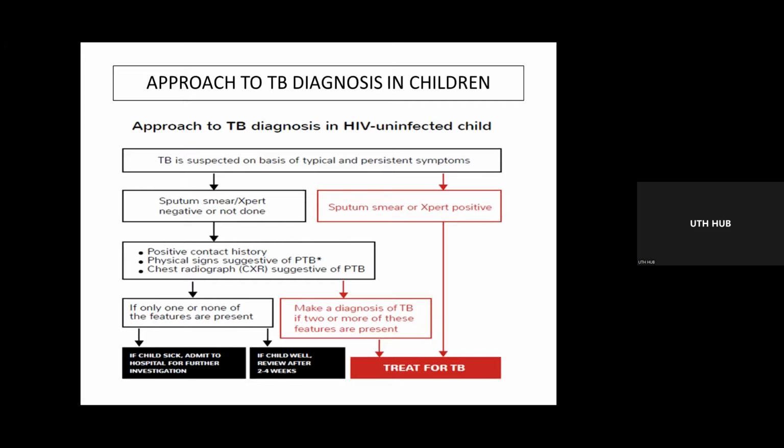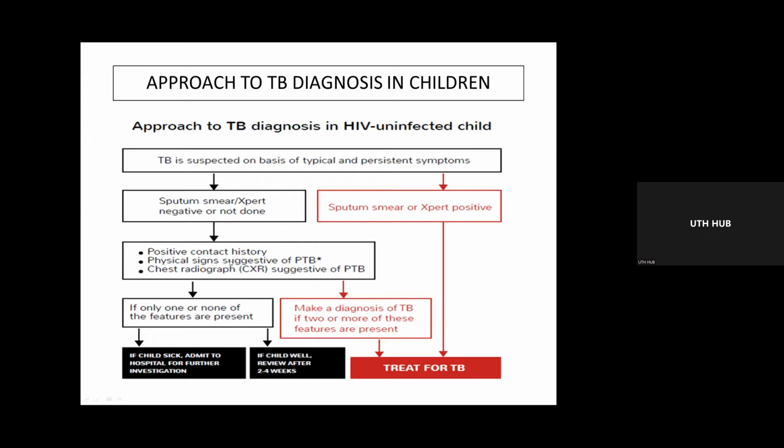I think most of us should have seen this several times now. And here we're just trying to highlight how easy it is to make a diagnosis of TB if you just follow a structured approach. For instance, here is this child who's HIV negative. This child has come in with symptoms that make you think this child has TB. If the Xpert is positive, automatically TB is present. If this child comes in and Xpert is negative, or we're not able to do Xpert, has this child been in contact with somebody with TB?